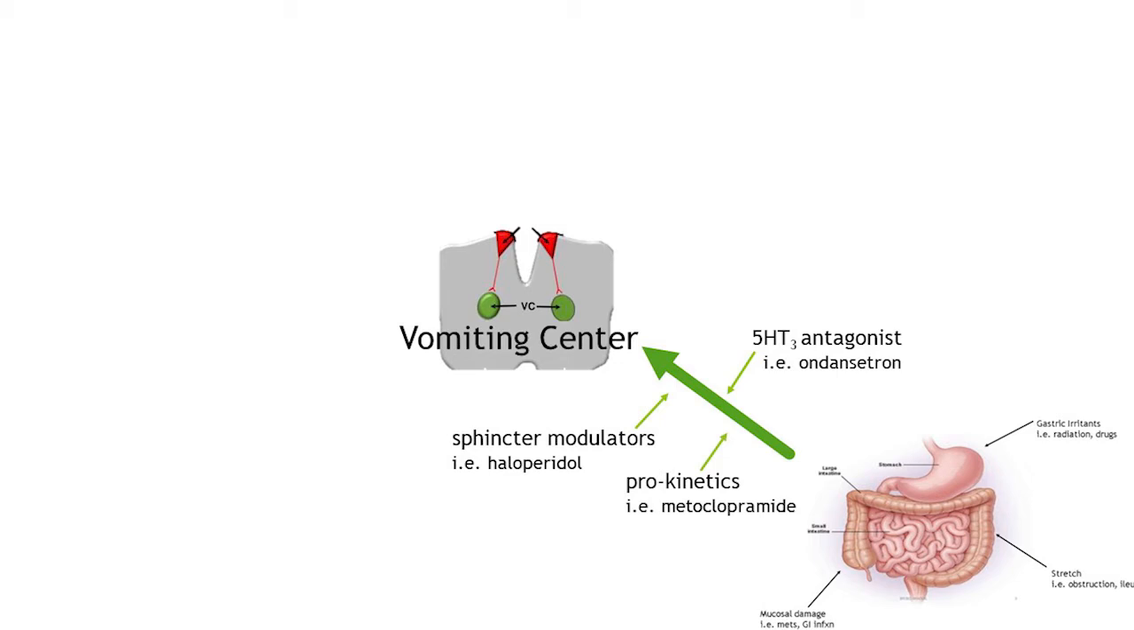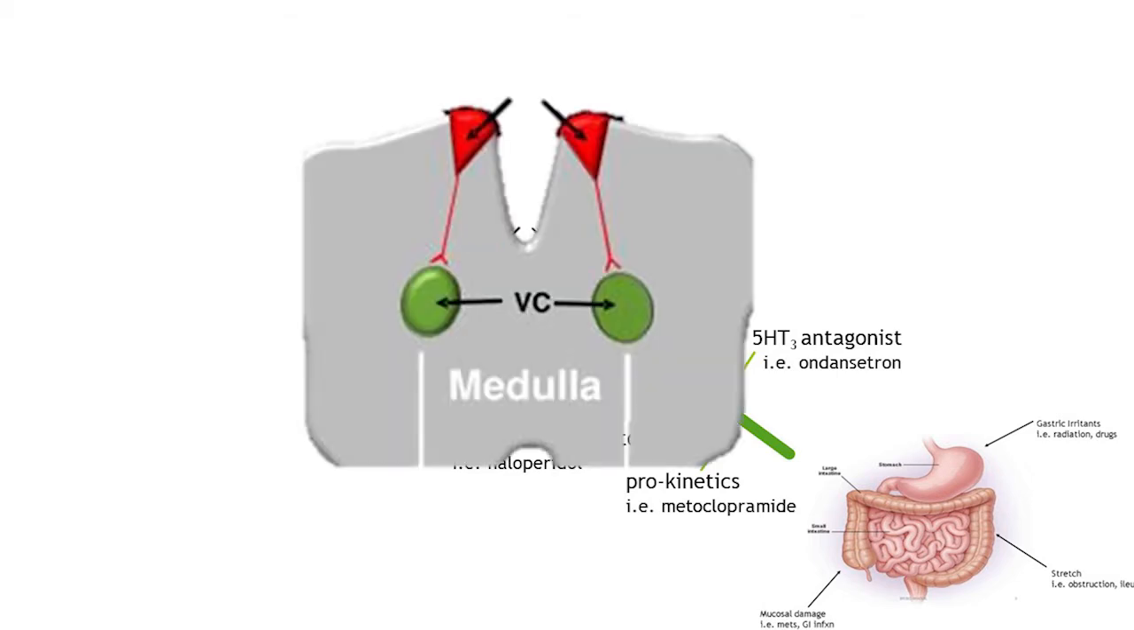Now moving on to a different mechanism. Here in the red triangles is the chemoreceptor trigger zone. This is also in the medulla in the area postrema. And the interesting thing about the chemoreceptor trigger zone is it is outside the blood-brain barrier, which means that every substance we have in our blood comes in contact with the chemoreceptor trigger zone.